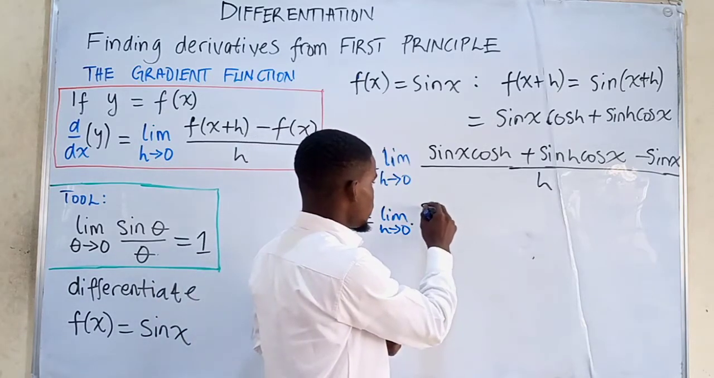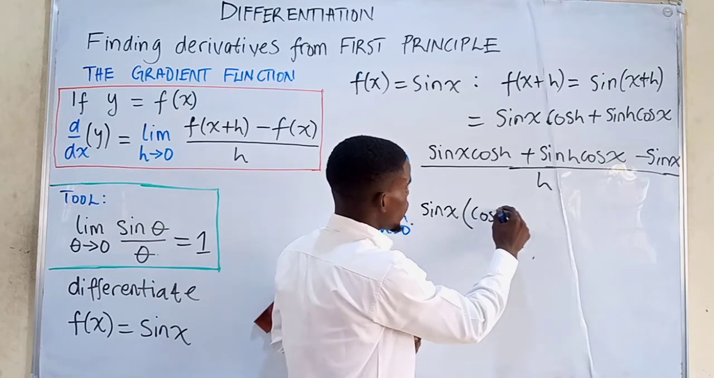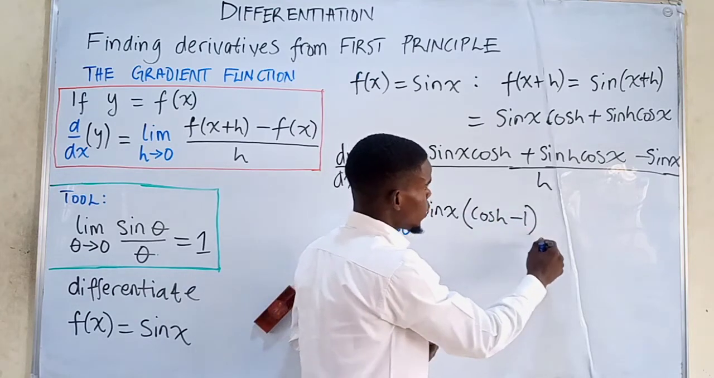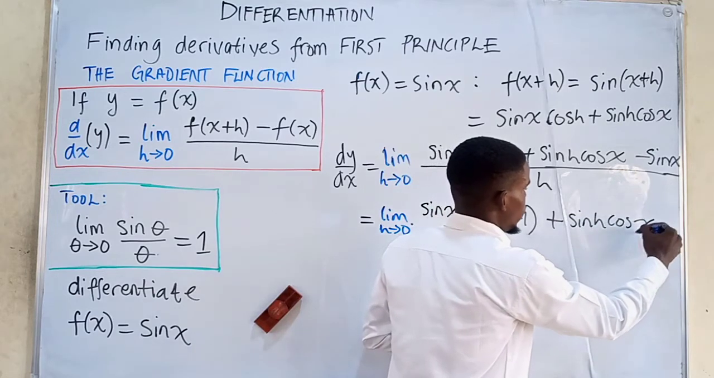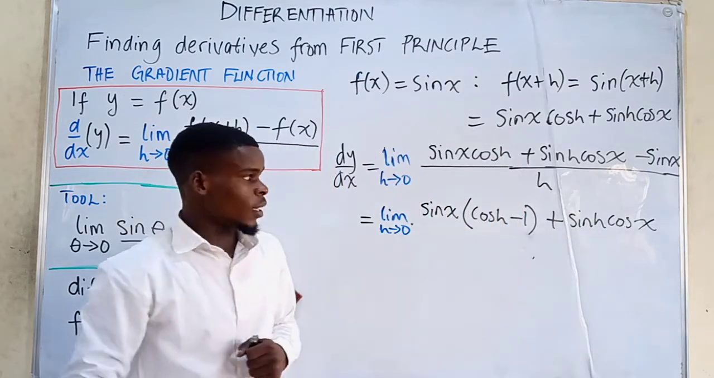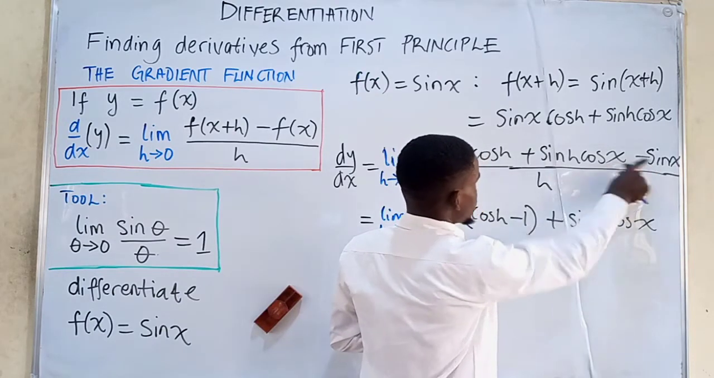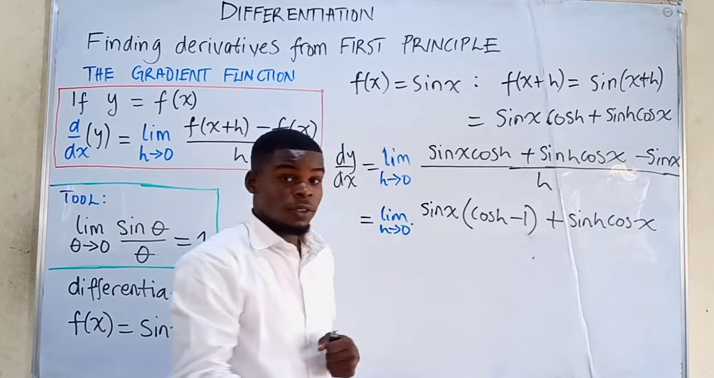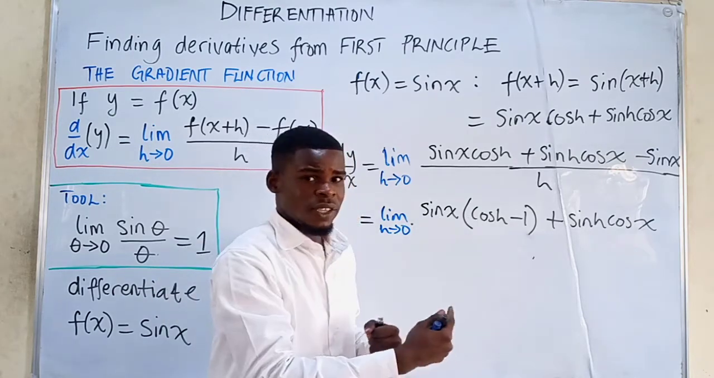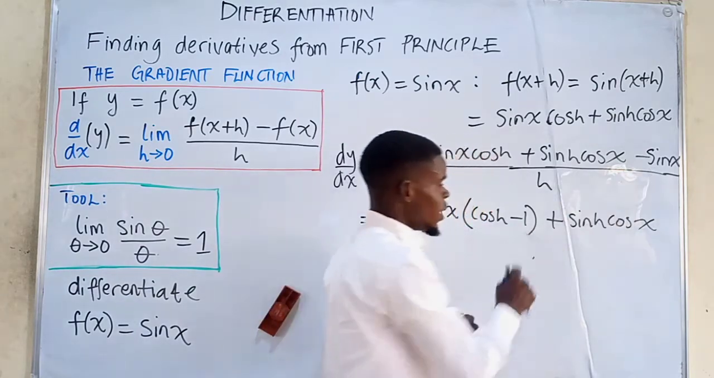So we're going to enter with sine of x in the bracket, cosine of h minus 1, plus sine h, then cosine of x. That is so because when we push this one to this point, we have sine x here and sine x here. We can pull that out, right? And when we take it out, we bring a bracket. That is just by factorizing. Cosine h is left here, then negative 1 will be left over there.